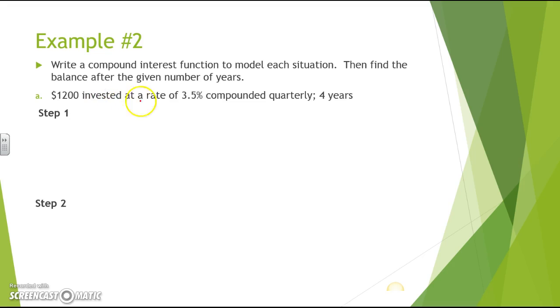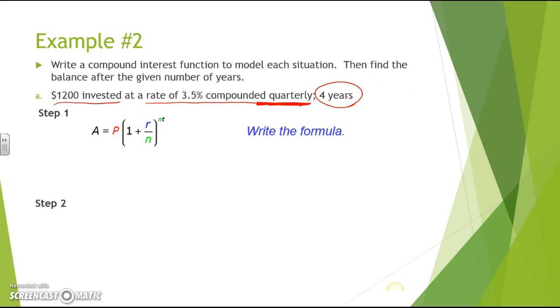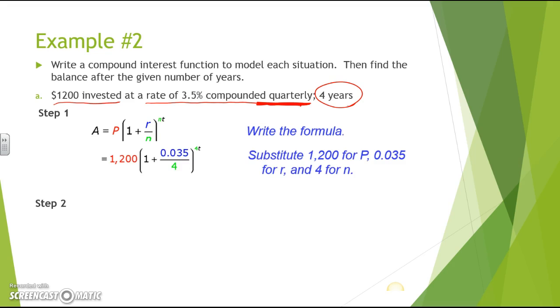You have 1,200 invested at a rate of 3.5% compounded quarterly, and you have 4 years. Quarterly is 4, and it's within 4 years. So step 1, we're going to use the formula and put these values in. My P, my principal, my original amount, is the 1,200. In the parentheses, we have 1 plus my rate. My rate is 3.5%. Changing that to a decimal is 0.035, over compounded quarterly, so over 4.